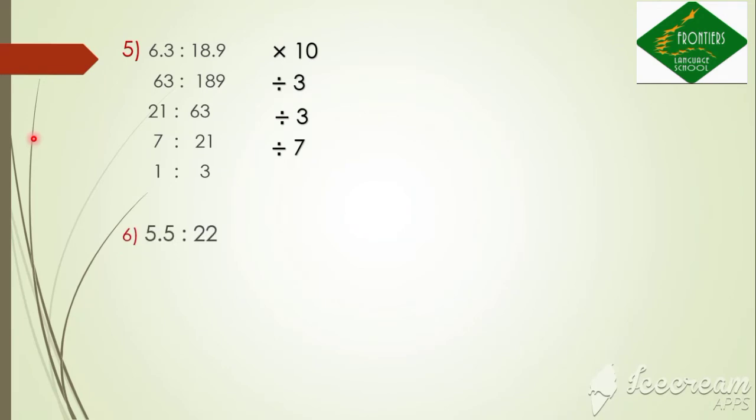Question number 6. 5.5 to 22. Here it's a decimal and here it's a whole number. We should move this point. How do we move this? We make it times by 10. Then we make the two terms times 10. The first term will be 55 and the second term will be 220. The units digit here is 5 and 0. Then we can divide by 5. The answer will be 11 to 44.